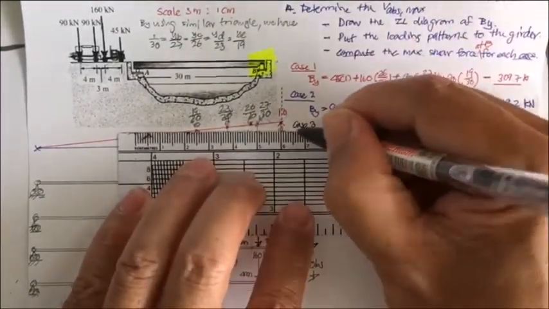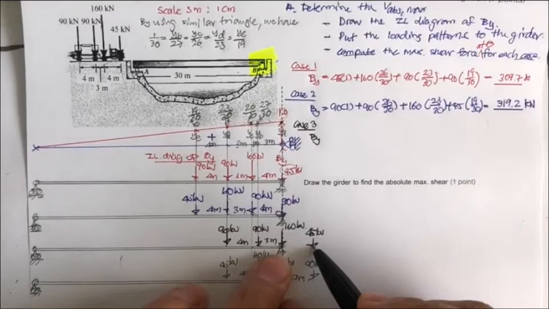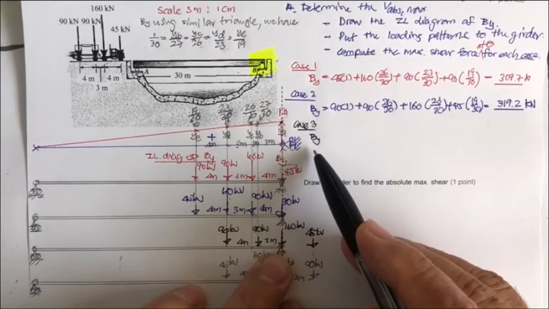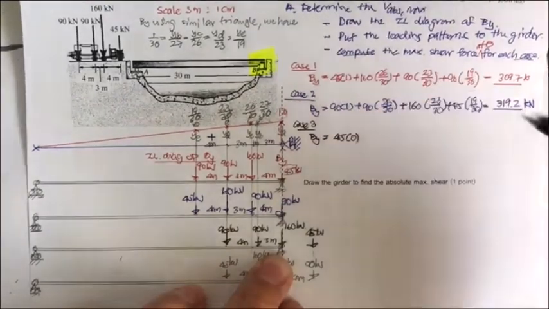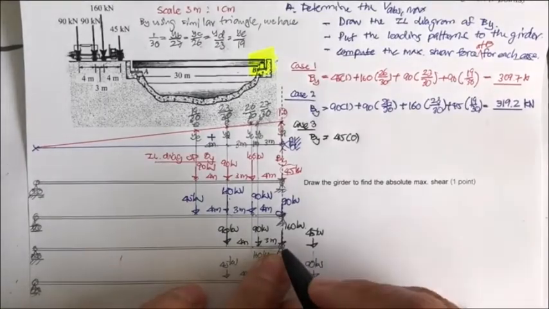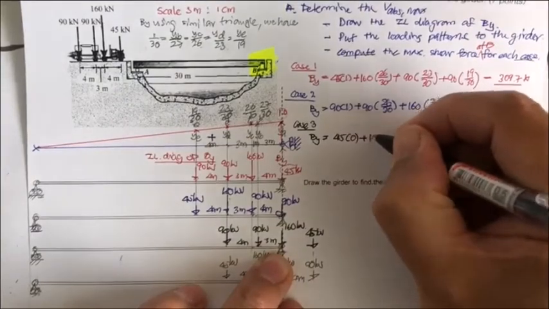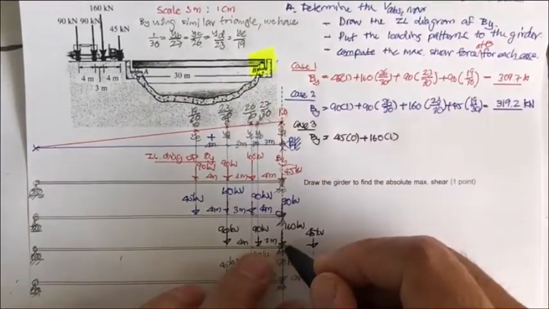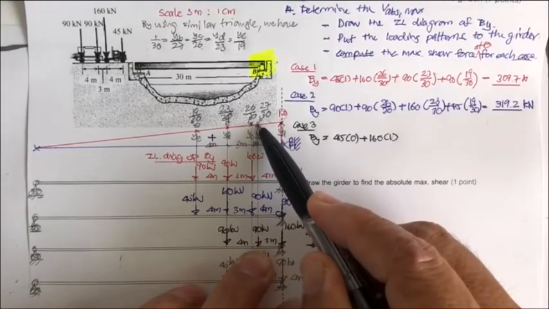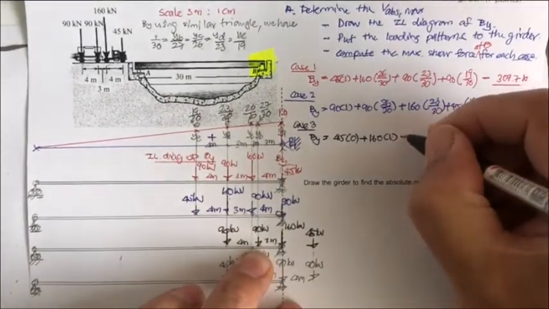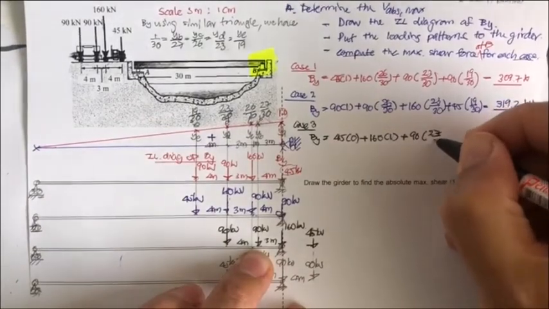And what we see in case 3, from the influence line diagram of B sub y, it's going to be 45 times 0. And then we have what? 160 times 1 plus 160 times 1. And this one is 3 meters. So the 90 is going to be times 27 divided by 30, plus 90 times this one, 27 over 30.